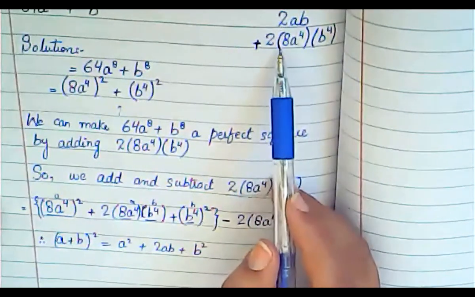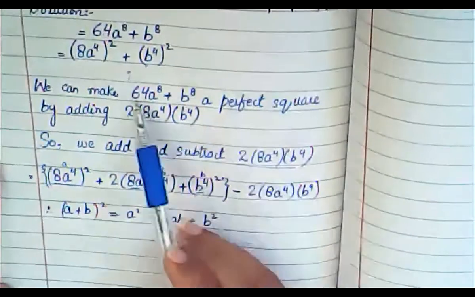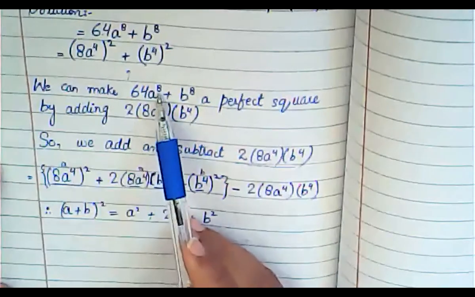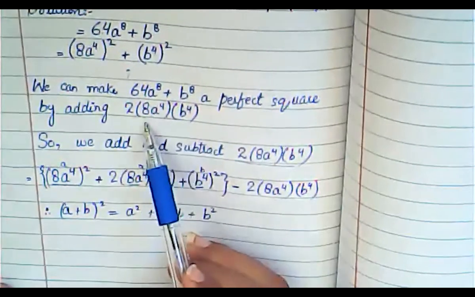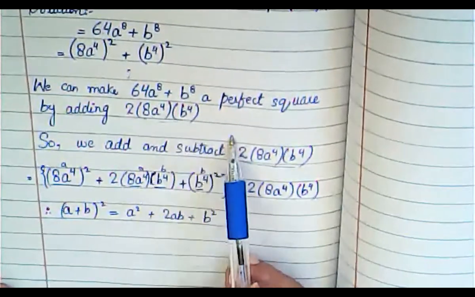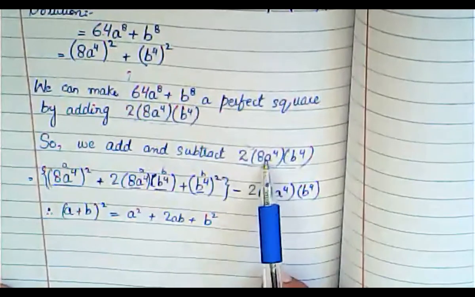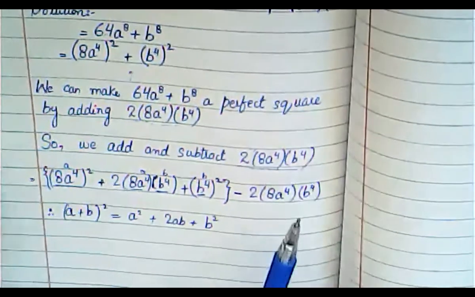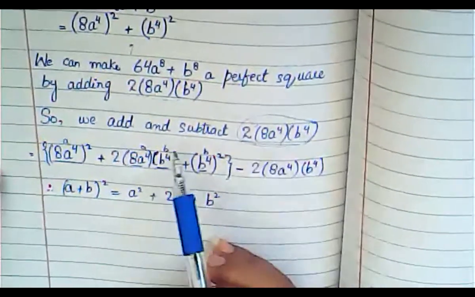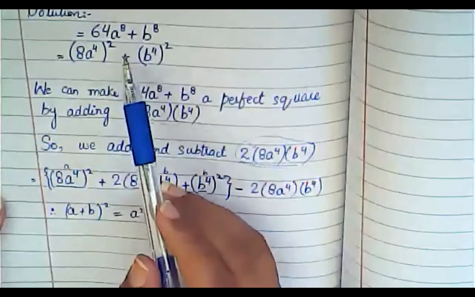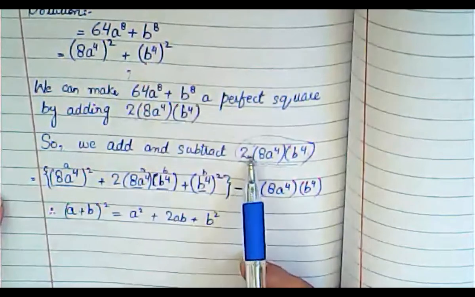We have decided that our a will be 8a4 and b will be b4. So we can make 64a8b8 a perfect square by adding this thing. And if you add anything, you have to subtract it as well. So we add and subtract 2 8a4 b4. Now we are going to add this middle term. We put it in between these two things, because this is our a square and this is our b square, and this will be our 2ab.